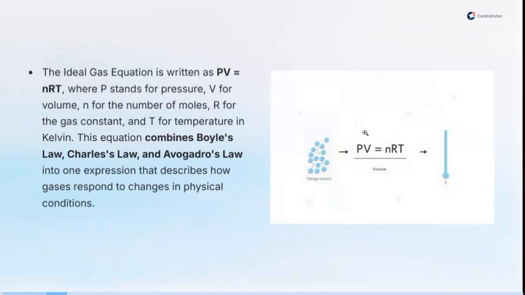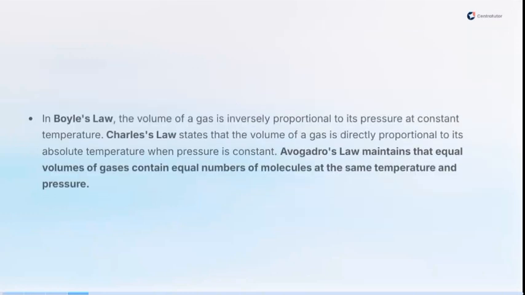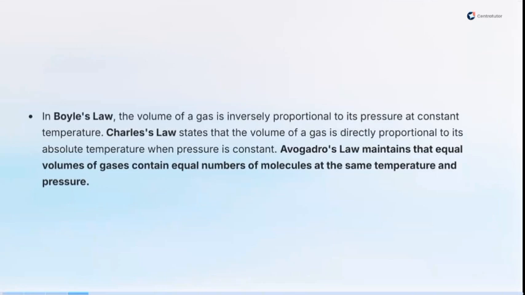If you look at this equation, it has P, V, and T, and it looks very much like Boyle's law. If you remember, when we were writing the Boyle's law formula, I said we were putting PV equals K. And at some other point, we said V over T is equal to K. So it's similar to this law. But this law is not just a combination of Boyle's law and Charles' law, but a combination of Boyle's law, Charles' law, and also Avogadro's law, in one expression that describes how gases respond to changes in physical conditions. So let's see these laws and what they state.